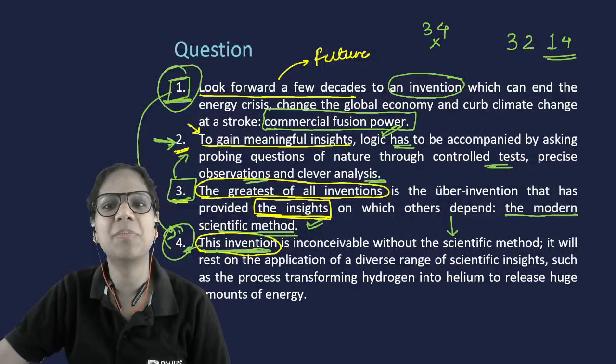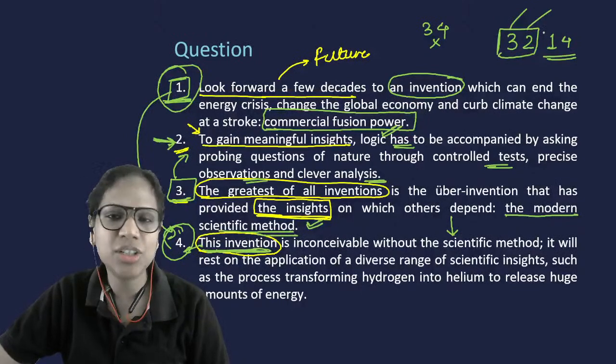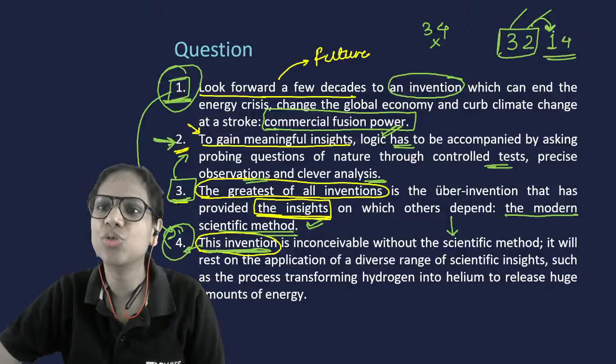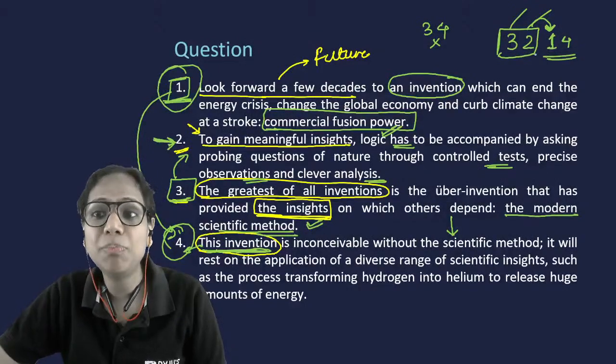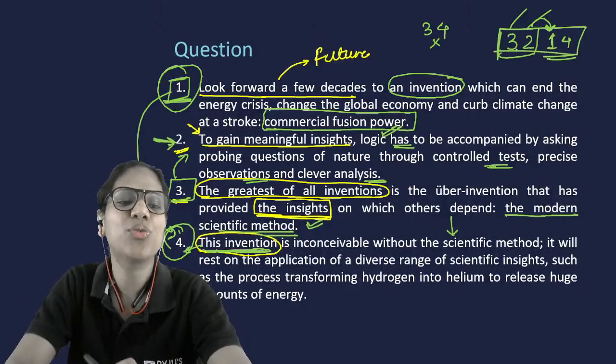So 3 2 is a pair. It explains what the modern scientific method is and how it proceeds, and then I say that in the future also we will have an invention that will be based on this modern scientific method. So 3 2 1 and 4.